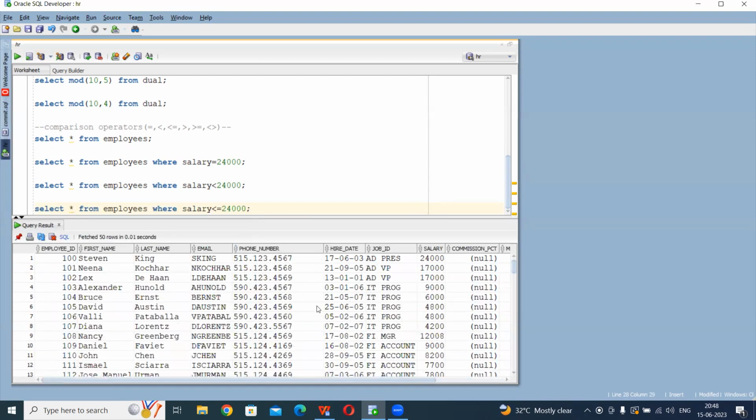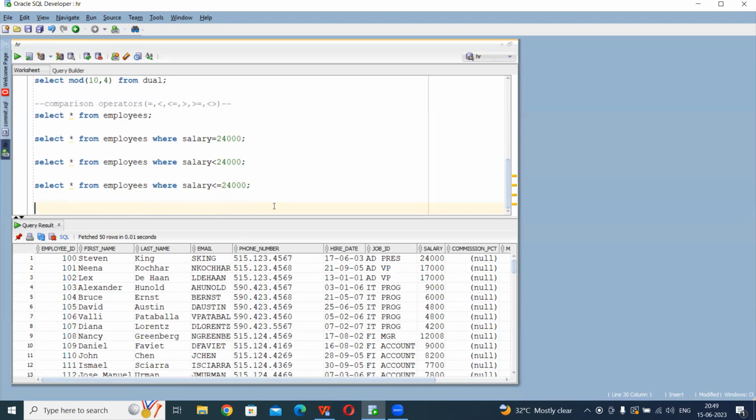So you can see, guys, now I have got all the values from the employees table where salary is less than or equal to 24,000, and this 24,000 is also included. If you want to include 24,000, you need to mention less than or equals to. But if you do not want to include this 24,000, you can simply mention less than. This is the difference between less than and less than or equals to. So we'll move to the next comparison operator.